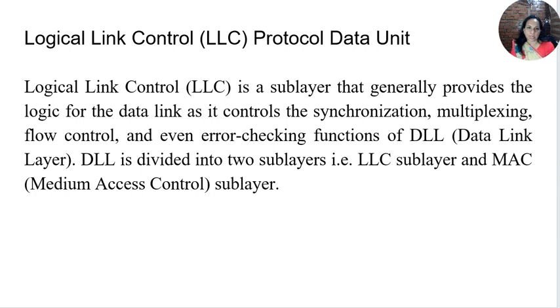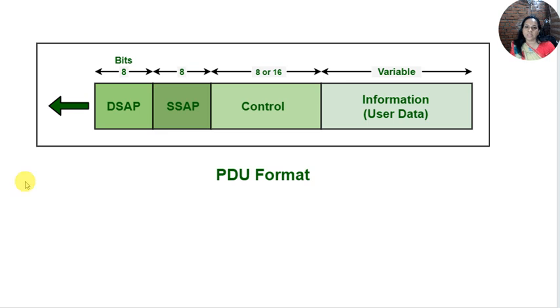Logical Link Control LLC PDU, that is Protocol Data Unit. Logical Link Control is a sub-layer that generally provides logic for the data link, as it controls the synchronization, multiplexing, flow control, and even error checking functions of the DLL. The DLL is divided into two sub-layers, LLC and MAC. We have already said this. Now this is the format for the PDU: DSAP, SSAP, control and information user data. DSAP, SSAP have 8 bits, control is 8 or 16 bits, and the data unit is variable.